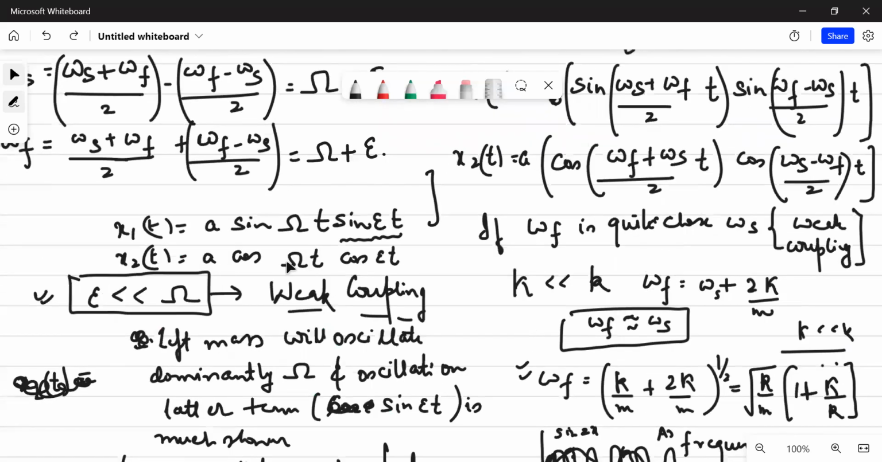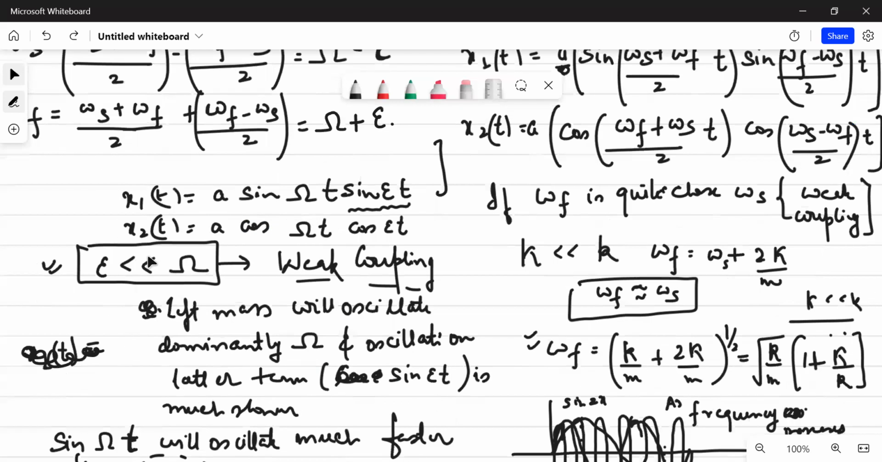So as I mentioned, x1 and x2, both of them are displacements of the left mass and the right mass respectively, and both of them are oscillating with almost similar frequencies. Frequency is almost similar, that is omega, because epsilon is very, very less than this, and A is the amplitude. Is that clear? Yes, sir.